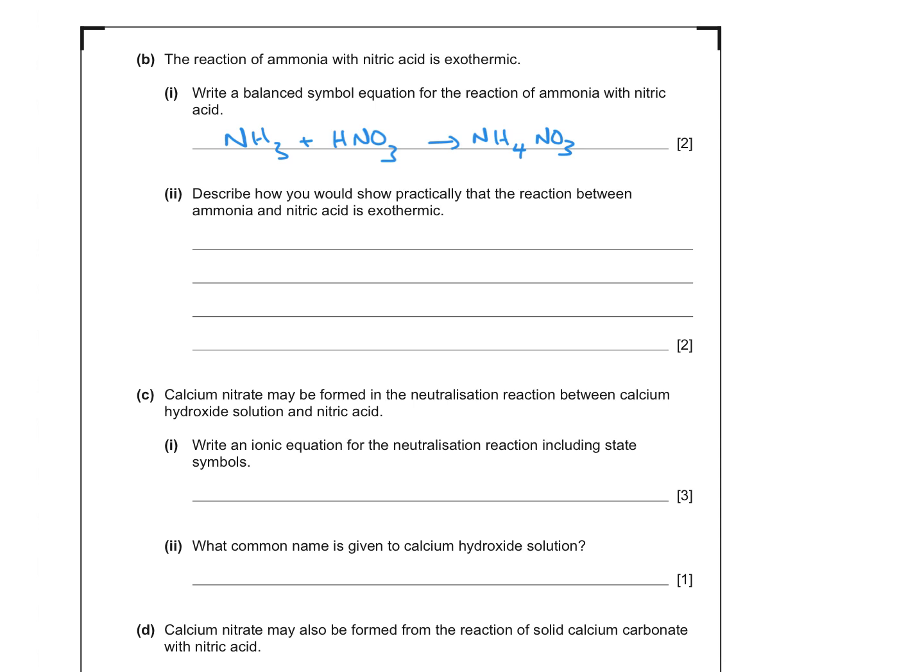On to part 2 then. How could we show practically that the reaction is exothermic? Well, an exothermic reaction gives out heat. And the way we would measure that would be to use a thermometer, and we would see an increase in the temperature.